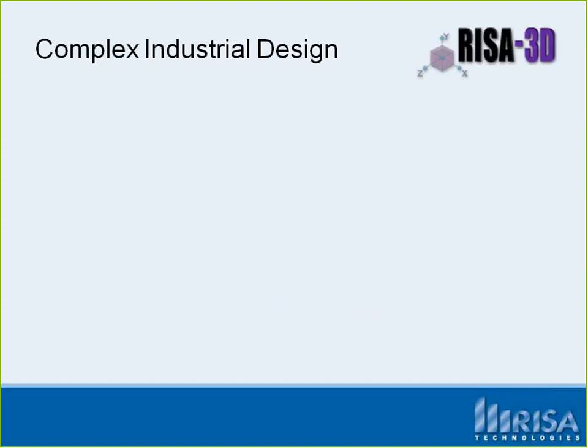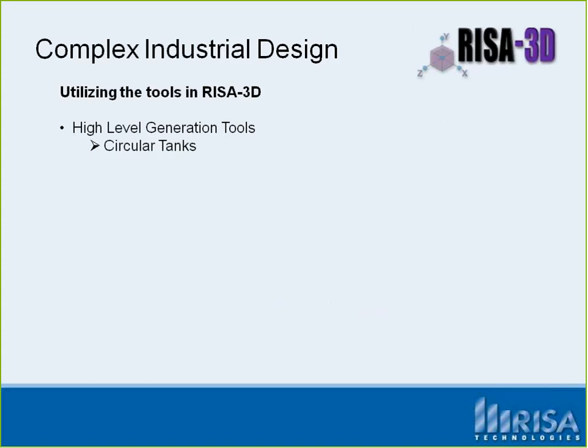Complex industrial design is what we're going to be focusing on in RISA 3D. We're going to be utilizing the tools available in RISA 3D. Starting out, those tools will be the high-level generation tool, and we'll be building a circular tank with it. We'll be using a lot of the things in that tool. We'll be using cones with plates, which is a way to build a cone on top of that tank. We'll be using circular discs with plates, automatically using that high-level generation tool.